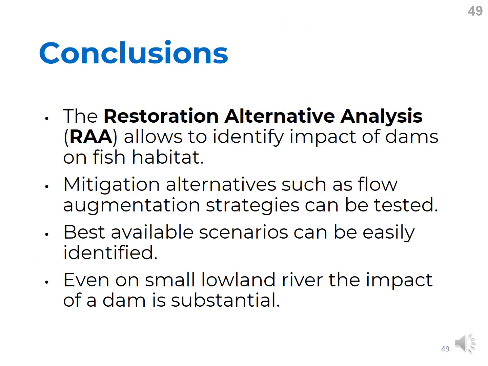In conclusion, we can state that restoration alternative analysis allows to identify impact of dams on fish habitats. Mitigation alternatives such as flow augmentation strategies can be tested. Best available scenarios can be easily identified. And surprisingly, even on small lowland river, the impact of dam is substantial.